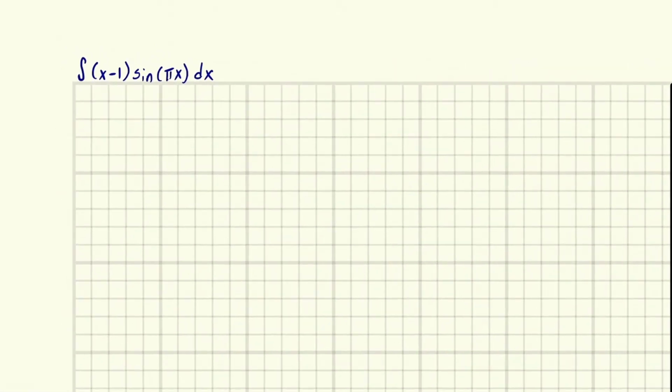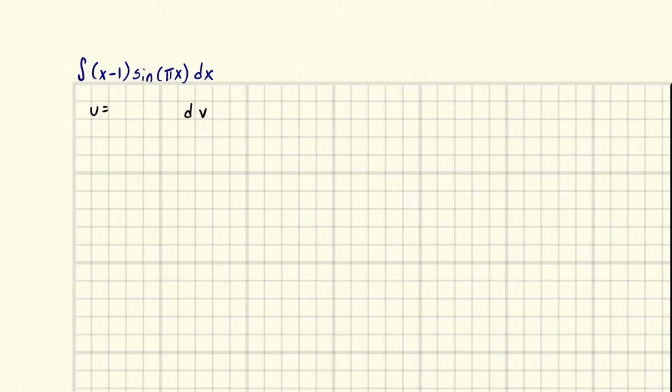Eric Burgess here, and we've been asked to take the integral of (x minus 1) times sine of pi x dx. So looking at this, we've got a function right here and a function right here. They're being multiplied. So it's a pretty clear case for integration by parts. So we're going to need a u and a dv.